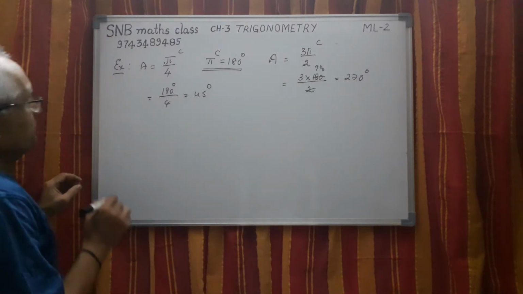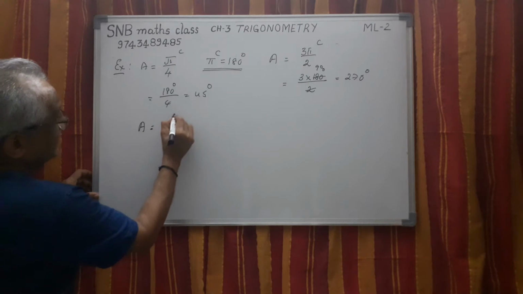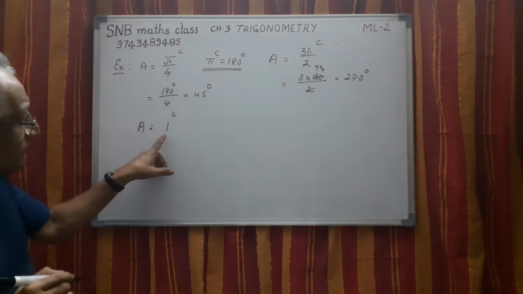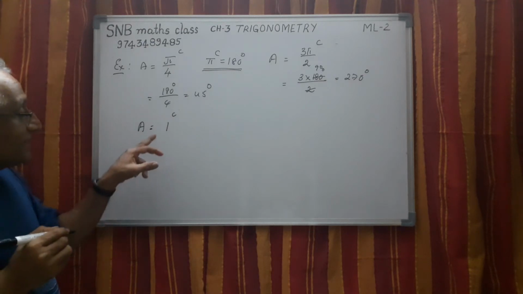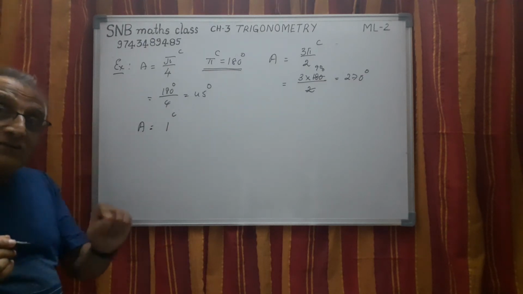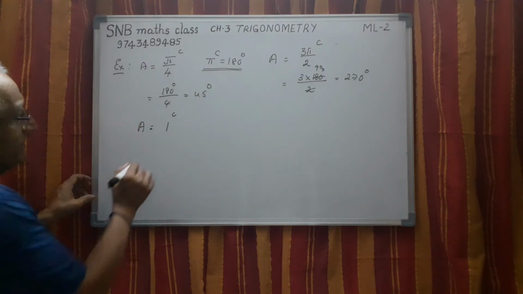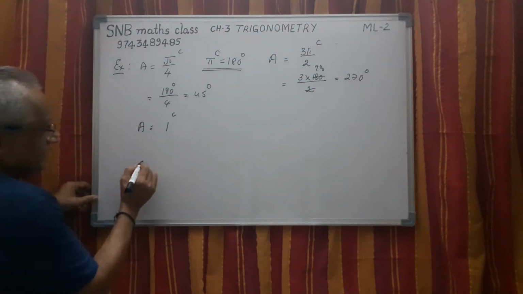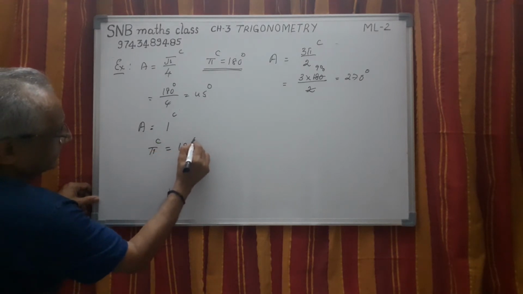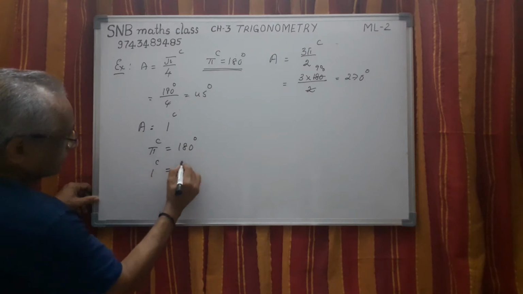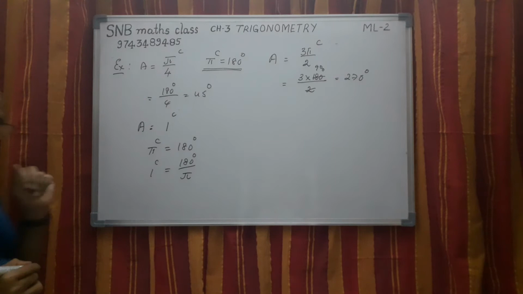Now one question is this: A equal to say 1 radian, how will you convert into degree? This is very important. Radian itself is 1. So what is the value of 1 radian in terms of degree? Now you see, this is the relation, pi radian equal to 180 degree. Therefore 1 radian equal to 180 degree divided by pi. This is the first thing.